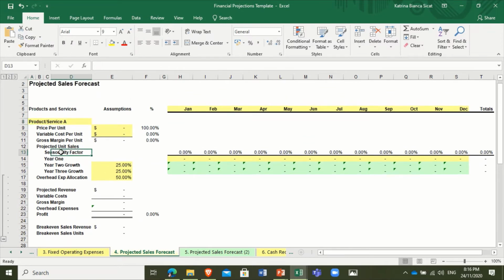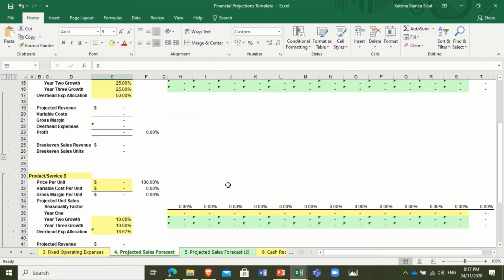Ayan, ito yung seasonality factor na sinasabi ko. So, you can just simply edit this, no? Yung percent ng seasonality, if it's 20% seasonal, 30% seasonal, i-compute niya na automatic. And then, meron pa dito kung ilan yung growth mo per year, overhead expense allocation, ano pa ba? Nakasulat dito yung price per unit. Ito, magre-reflect kasi ito dun sa sales mo, dun sa income statement.